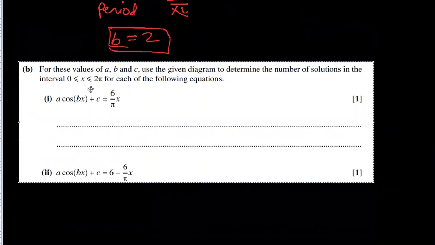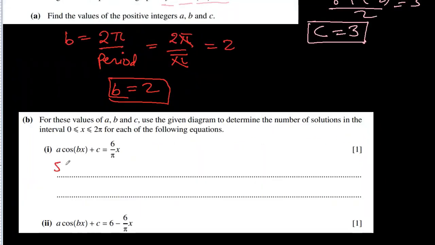For each of the following equations, a cos bx plus c. Let me substitute their values. A is 5 cos 2x plus 3 equal to 6 over pi x. We already know the graph of this, which is drawn for us. We just have to draw the graph of this one.